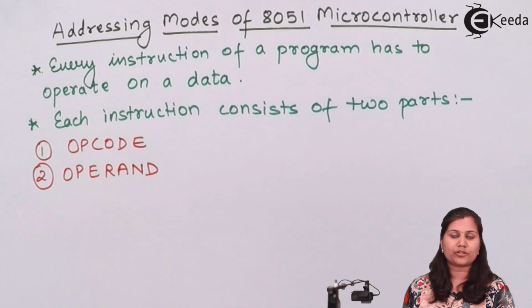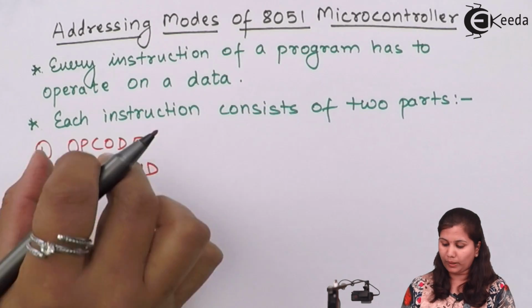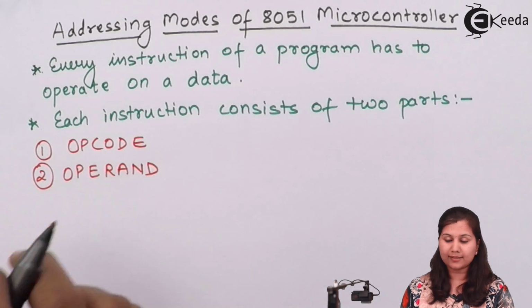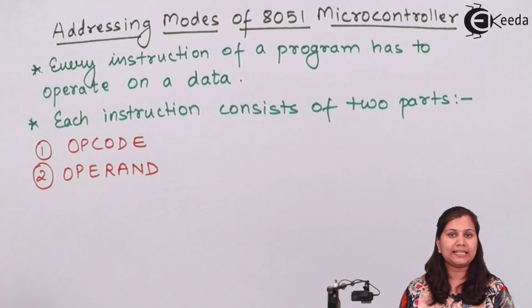So each instruction in the microcontroller consists of two parts. One is called the opcode and second is called the operand. Opcode is just the operation specified by the instruction, that is, what type of operation is to be performed by the microcontroller. So opcode basically specifies the operation to be performed, whereas the operand is the data on which the operation has to be performed.